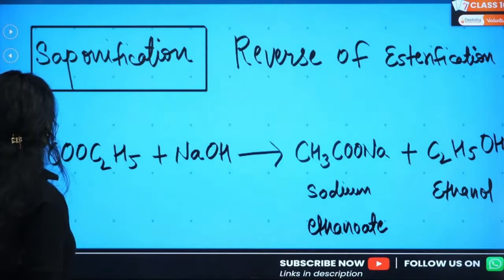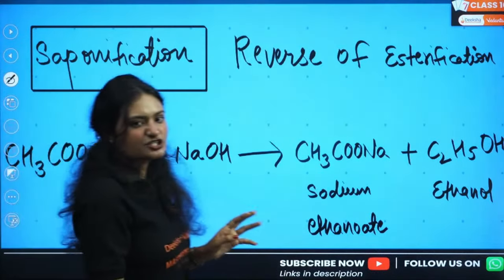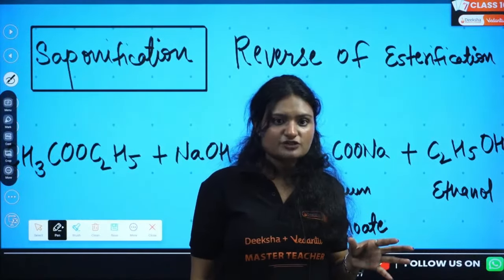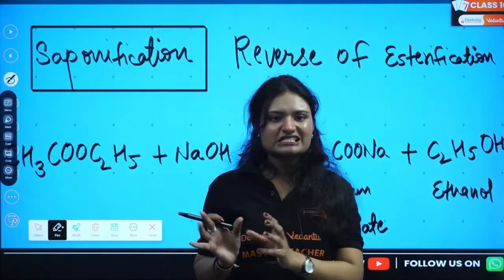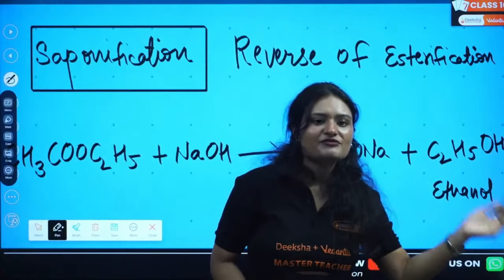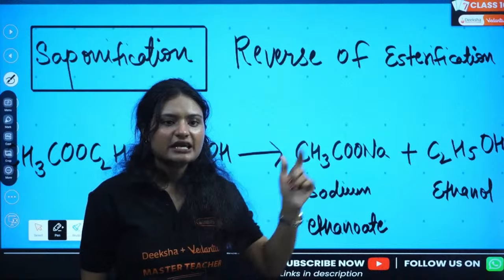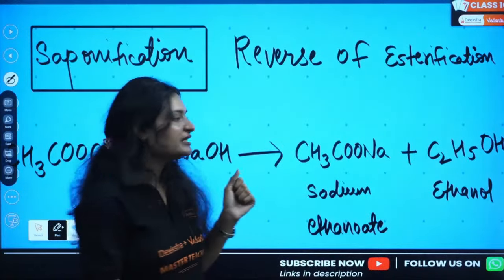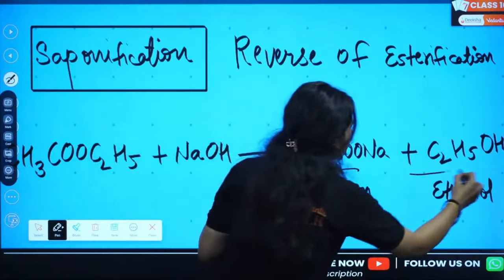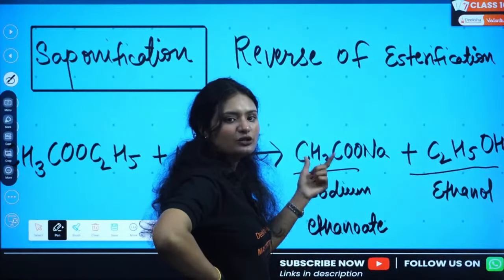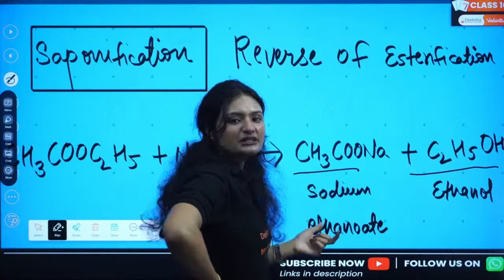Next reaction is saponification, my dear kids. What is saponification? It is the reverse of esterification. In esterification, we combine ethanol with ethanoic acid in presence of an acidic medium. If we reverse that reaction, the ester reacts with a base, and we get acid plus alcohol. This is a salt, sodium ethanoate.